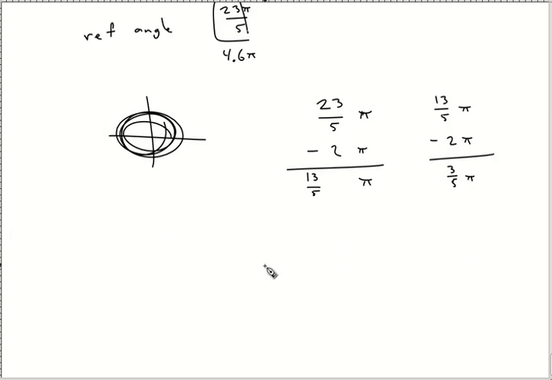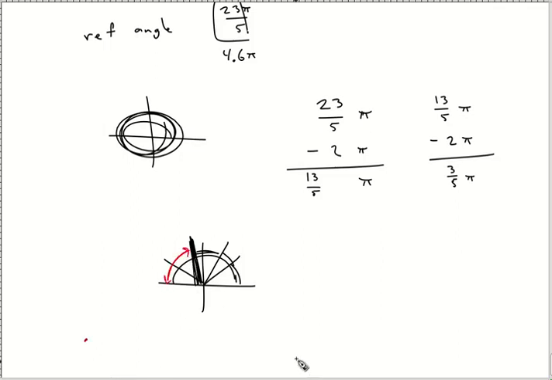But I need an acute angle. Now, let's see what this looks like. I need to take this pie and cut it up into 5 pizza slices. So 1, 2, 3, 4, 5. There's 5 pizza slices, and I want 3 of the pizza slices for myself. So 1, 2, 3 pizza slices. So I'm somewhere over here in quadrant 2. To get the acute angle, I need this amount right there.